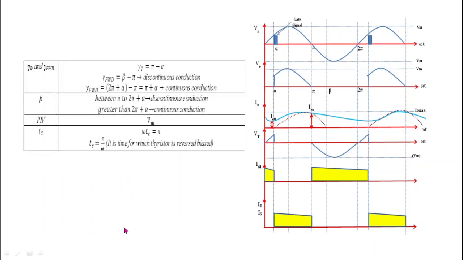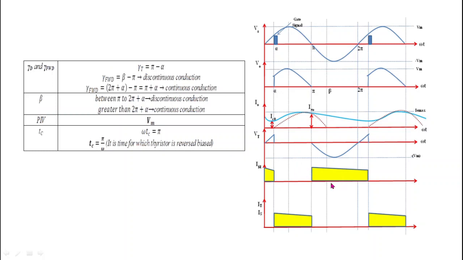Next is the conduction angle of the thyristor. The conduction angle of the thyristor is simply equal to pi minus alpha, because the thyristor conducts only for this period. And what is the conduction angle of the freewheeling diode? We know that during discontinuous conduction mode, this freewheeling diode conducts for this period, and it is equal to beta minus pi. And what is the conduction angle of the freewheeling diode in continuous conduction mode?